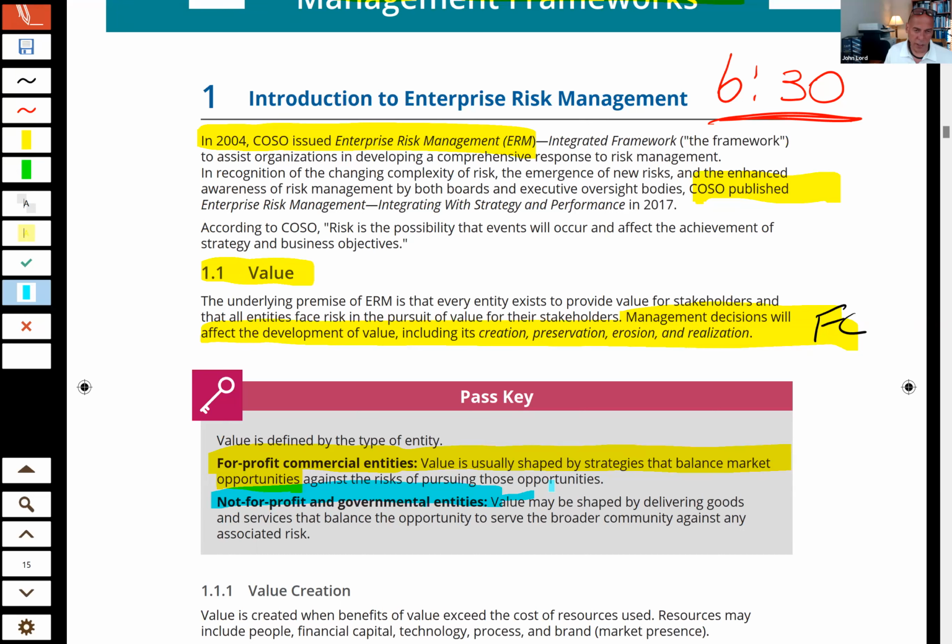And so the ERM structure could be applied to both for-profit and not-for-profit entities. So why don't you go ahead and flashcard that, because that's something that may not be as intuitive, that it could apply to both profit and not-for-profit.